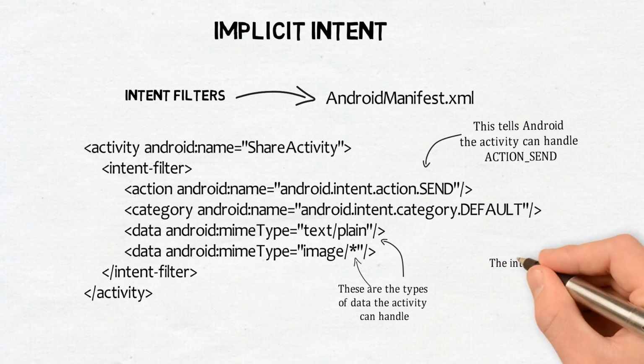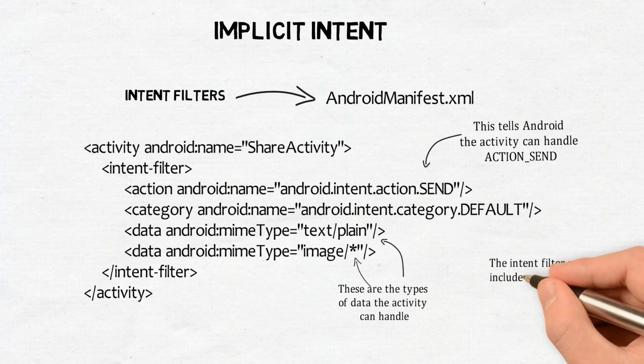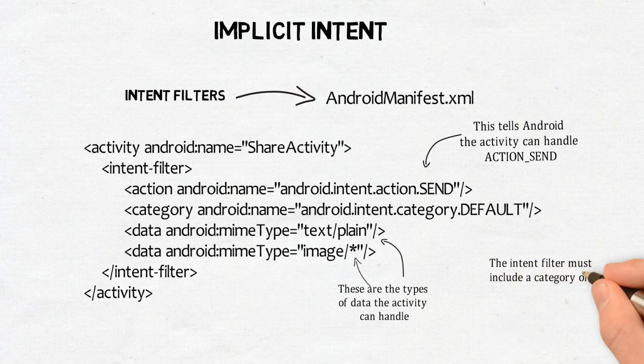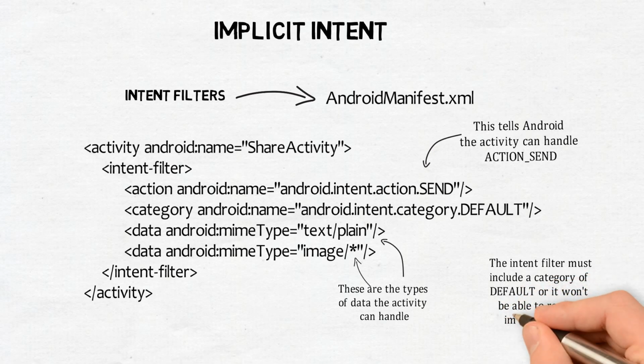The intent filter also specifies a category. The category supplies extra information about the activity, such as whether it can be started by a web browser or if it's the main entry point of the app. An intent filter must include a category of android.intent.category.DEFAULT if it's to receive implicit intents.